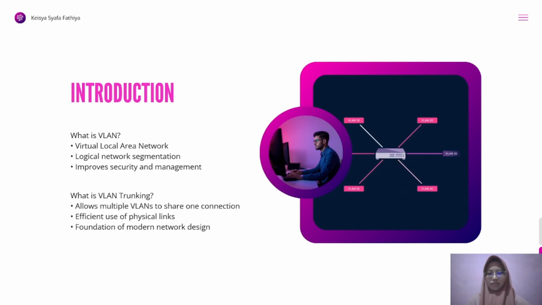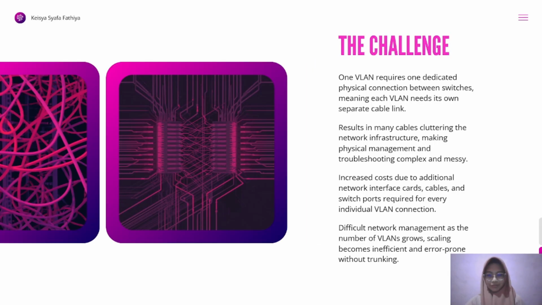VLAN trunking is the technology that allows VLANs to communicate across switches through a single physical connection. Without VLAN trunking, each VLAN requires its own physical connection between switches. As the number of VLANs increases, the number of cables also increases. This results in higher costs, more complex installation, and difficult network management.